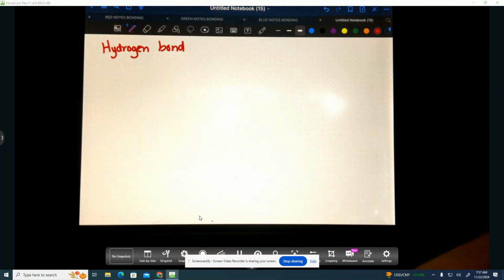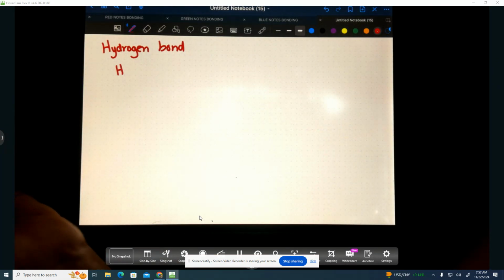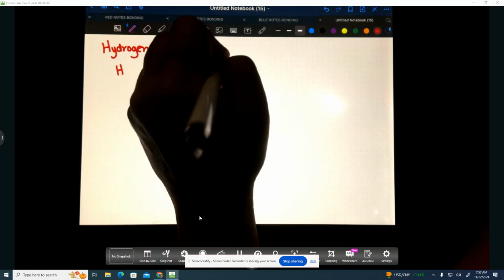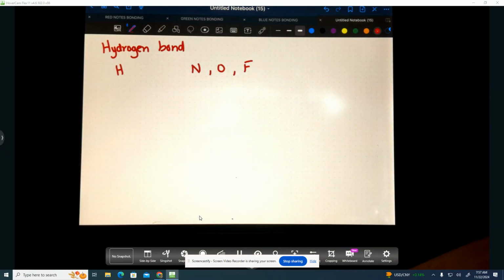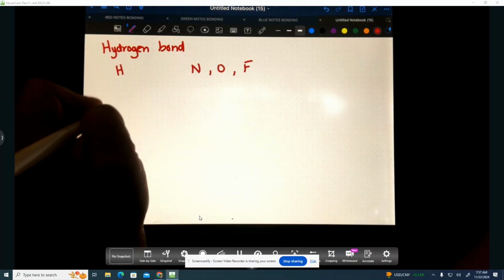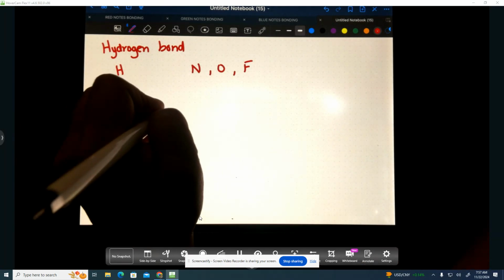The next one, and I'm doing these fast because you should have them from yesterday, was a hydrogen bond. A hydrogen bond was a specific type of dipole-dipole attraction that occurs between a hydrogen in one molecule and an N, an O, or an F in another molecule. And I gave you 3 examples. I said H to F and H to F.